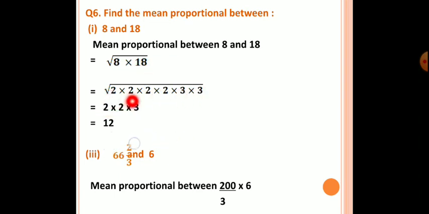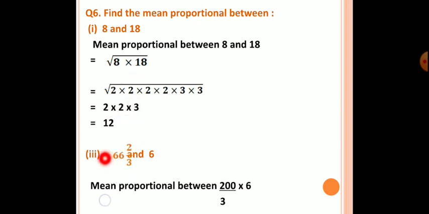Now for every number which is repeated twice, we'll take 1 outside. Like 2 here, for 2 2's, we'll take 1 2 outside. Again for 2 2's, we'll take 1 2 outside. And for 2 3's, we'll take 1 3 outside. So 2 2's are 4, 4 3's are 12. So the root over of 8 into 18 is 12.